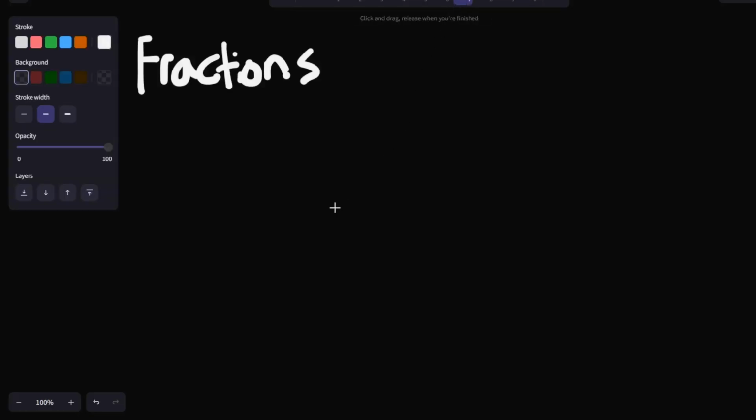Let's move on to multiplying fractions, which is honestly my favorite because it's the easiest of all of them. When multiplying fractions, you just multiply the two top numbers together and the two bottom numbers together. For example, let's say you have the fractions 2 over 3 times 3 over 5.